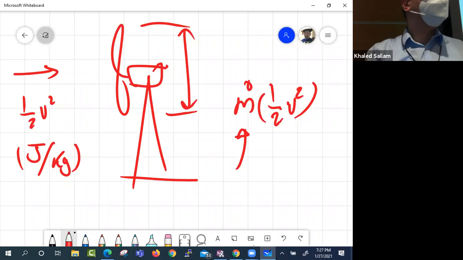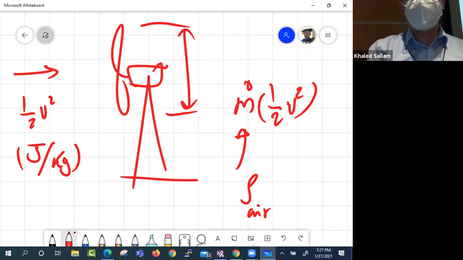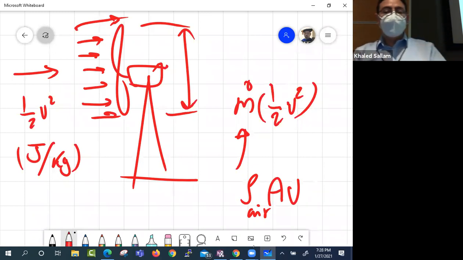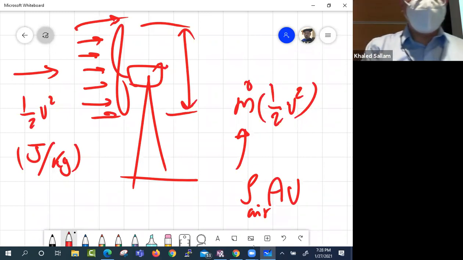What did we say about m dot last time? Rho, here of course, multiplied by, what's m dot? Help me. Rho times, someone asked you to calculate the m dot of the air coming toward this thing. How do you calculate the m dot? Excellent. Rho AV, right? So the m dot is rho AV.